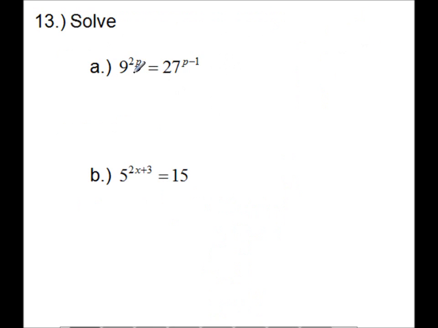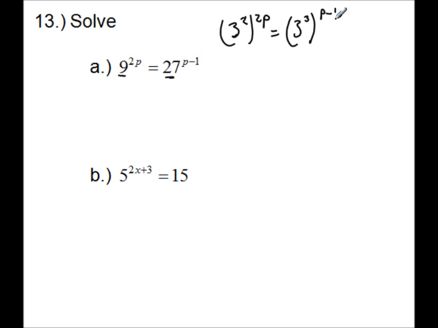What we want to do here is, this is an exponential equation because we have the variable in the exponent spot. So now what I want to do is solve for p. What I notice is 9 and 27 can be written in powers of 3. So I get 3 squared to the 2p equals 3 cubed to the p minus 1.